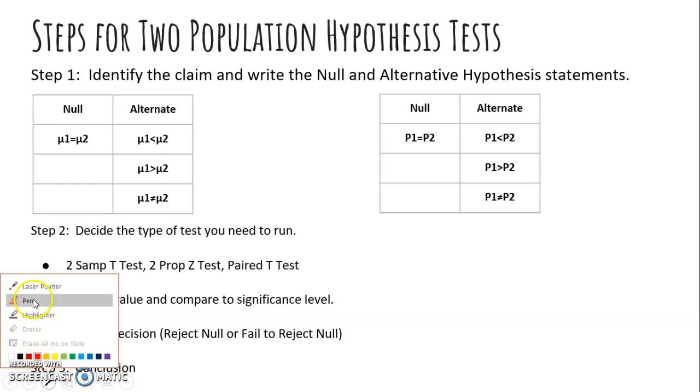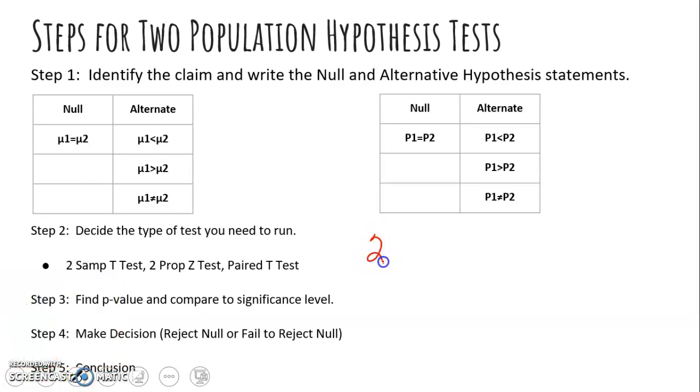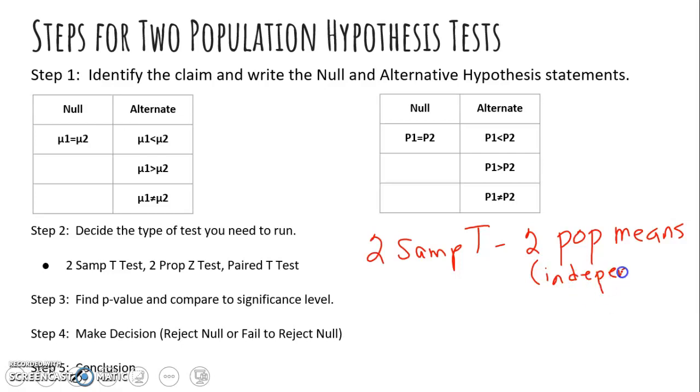So let's talk about when we're going to do each one. If you have a 2 sample t-test, that is when you are testing 2 population means, and they are independent of one another. They're not paired. And then we have our 2 prop z-test. That's when you're comparing 2 population proportions.